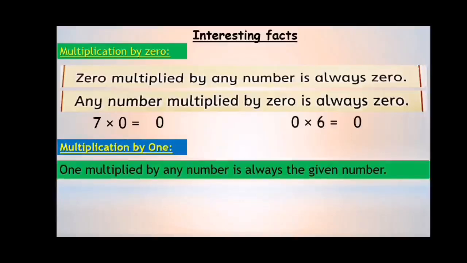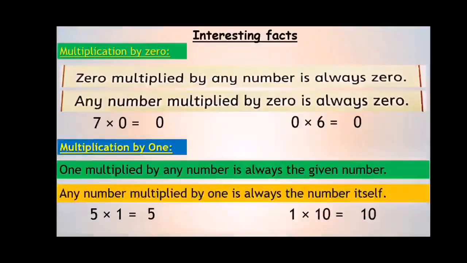Next is multiplication by 1. 1 multiplied by any number is always the given number. Or any number multiplied by 1 is always the number itself. Like 5 times 1 equals 5 and 1 times 10 equals 10.